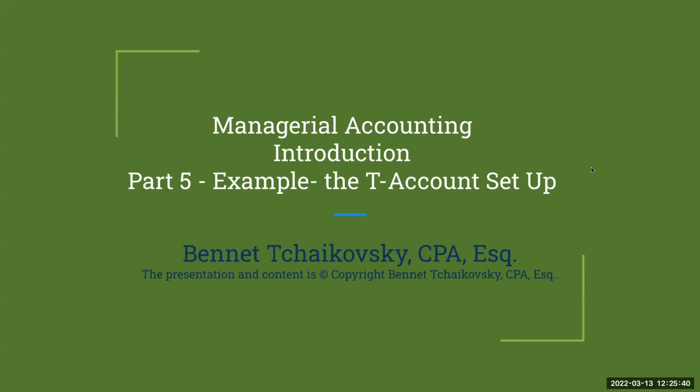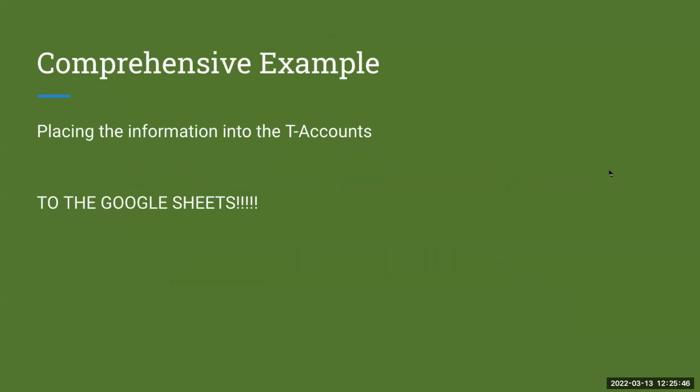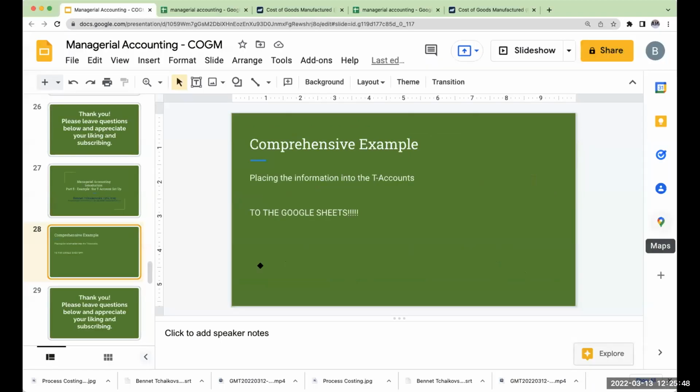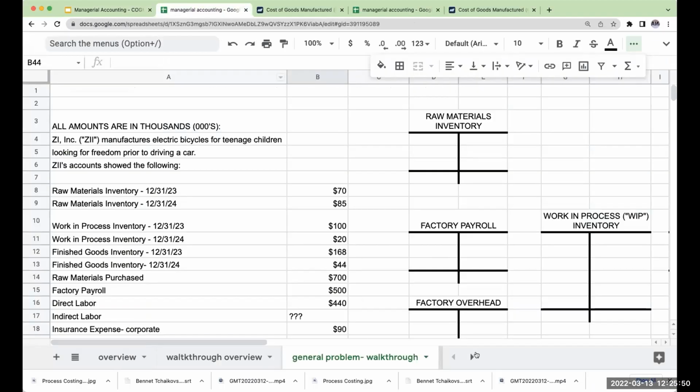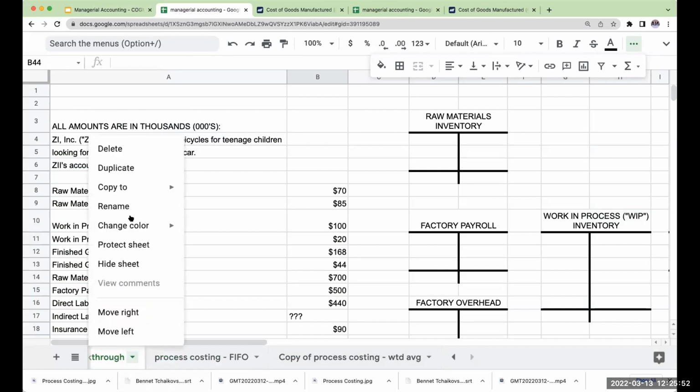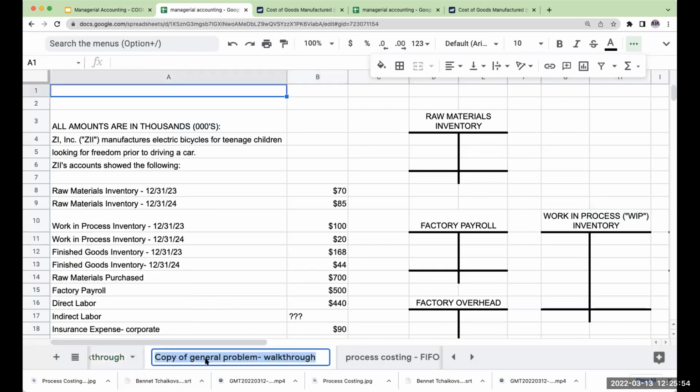So we're now going to go through and look at our comprehensive example. Okay, and this is going to be our T account setup. So let's go to the Google Sheets and let's come right over here. Okay, setup.